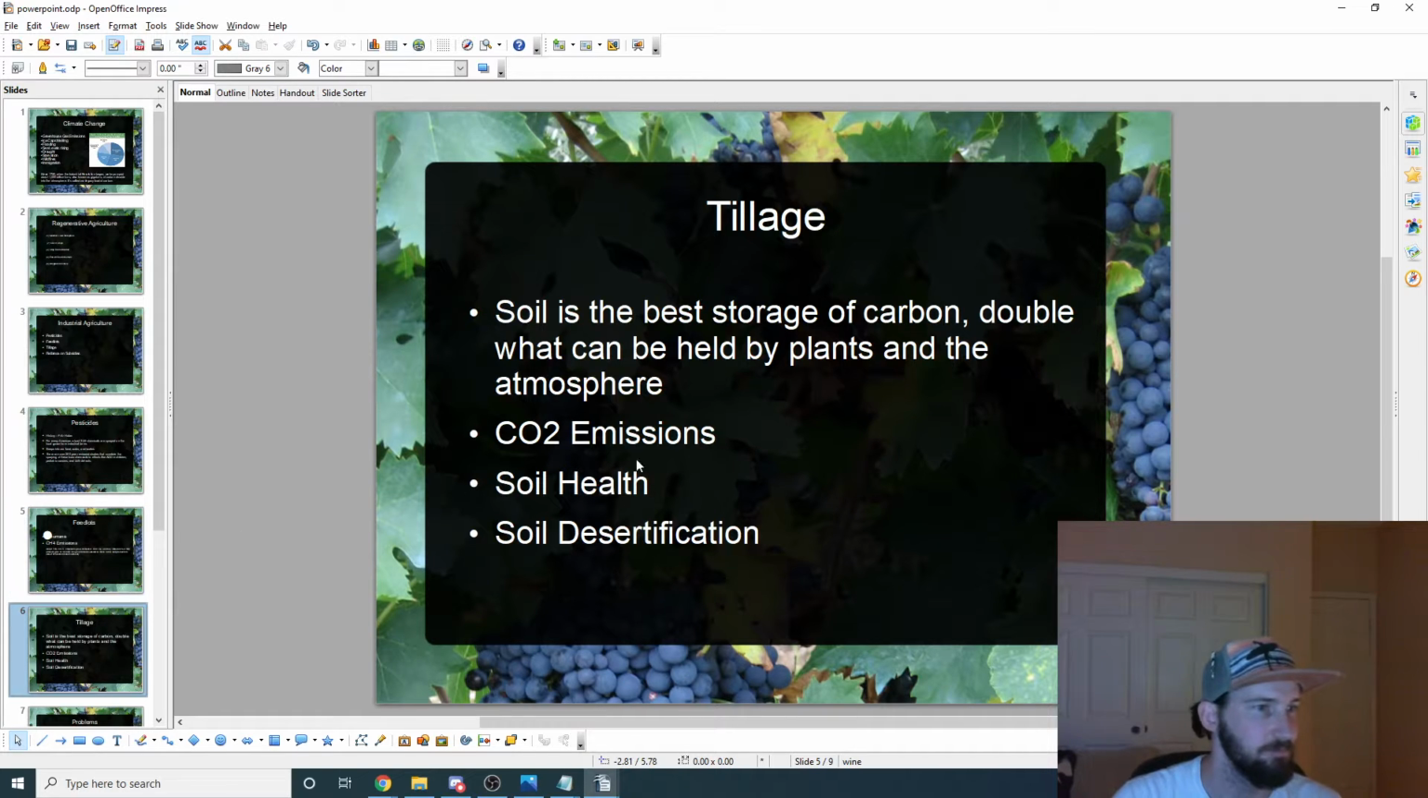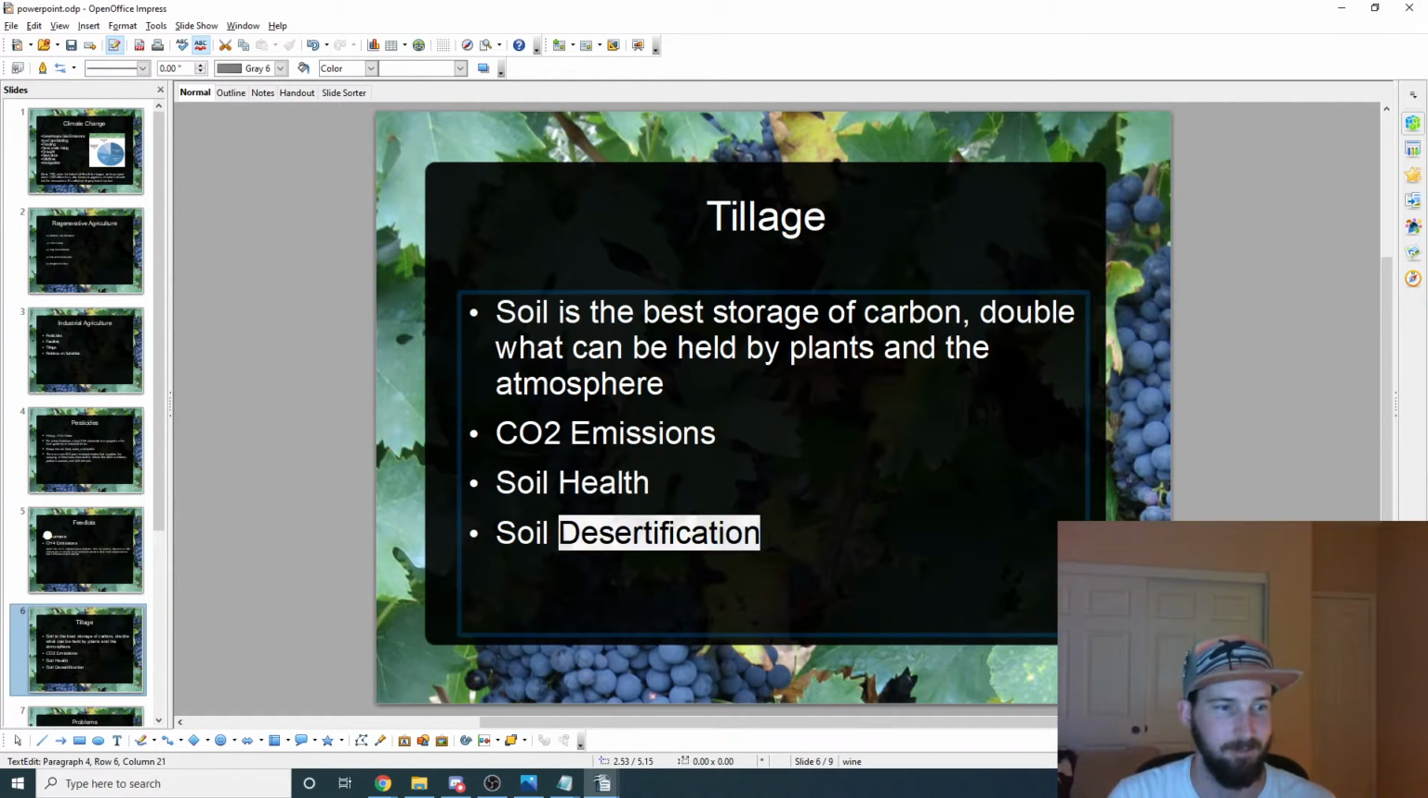As you can see from tillage here, soil is the best source of carbon storage that we have. It can hold double what is held by plants and the atmosphere combined. It releases CO2 emissions, as we talked about. Soil health is reduced. The microbes in there and the organisms, the worms, all the life is just taken out, and it's turned into dust.